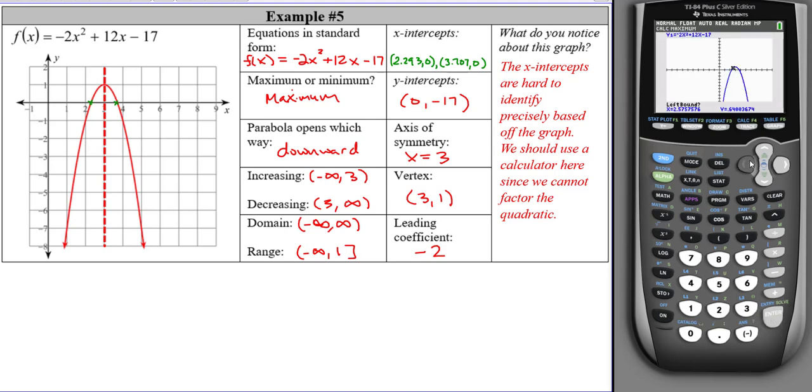It also requires a left bound and a right bound, so I'm going to click to the left of it. I'm going to trace over to the right, click to the right of it, and then when I hit enter that third time, it's going to snap me to the middle there, and that lets me know my maximum is 3, 1, the same as I have on my vertex here.